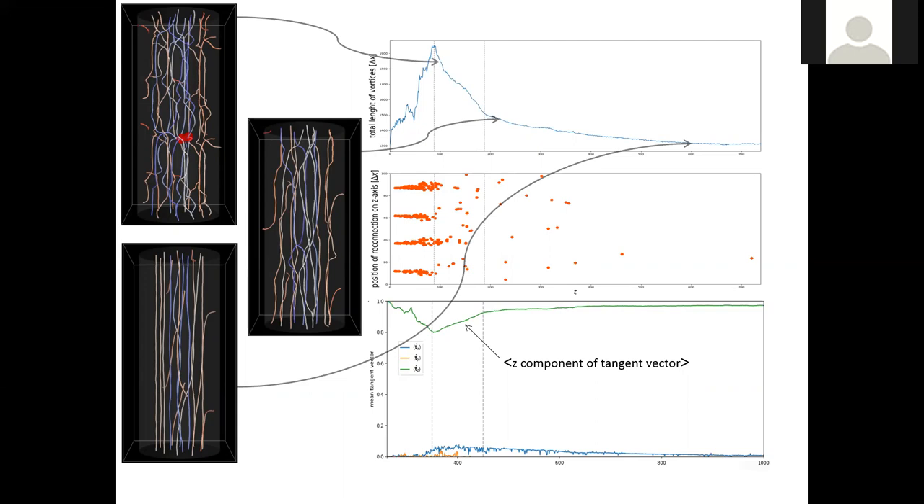And also another feature is that the vortices get aligned along the z-axis. So this is the integrated z component of the tangent vector associated with each vortex at each point. If this increases, it shows that the vortices are trying to be aligned along the z-axis. So there's also some change of slope between this stage here and this stage here. There is a faster alignment in this region and a slower alignment in this region.